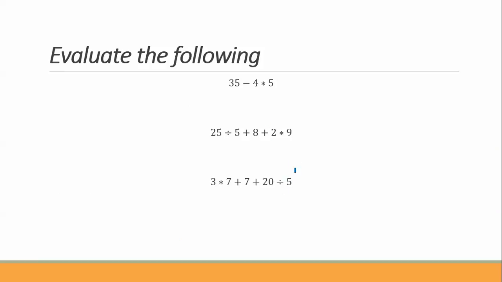So let's do some evaluation. Please excuse my dear Aunt Sally. I'll just write that up here. So we want to do parentheses and exponents. None of these have parentheses or exponents, so we don't have to worry about those. Then multiplication and division. So we want to do the multiplication and division first, and then the addition and subtraction. So this one we have to do 35 minus, now we do the multiplication first, so 20. So 35 minus 20 is 15.